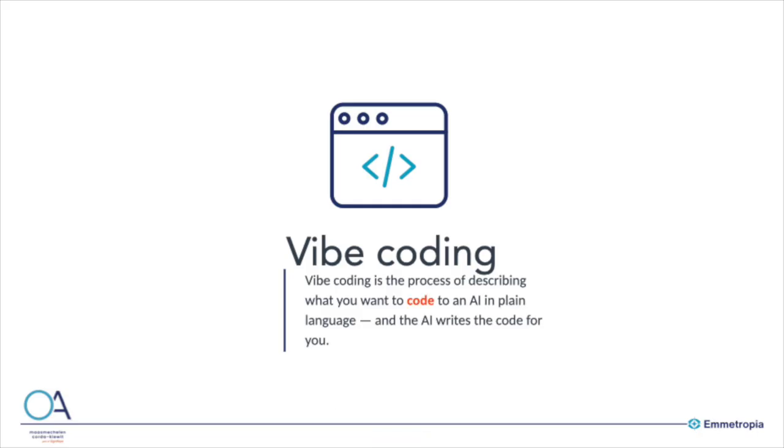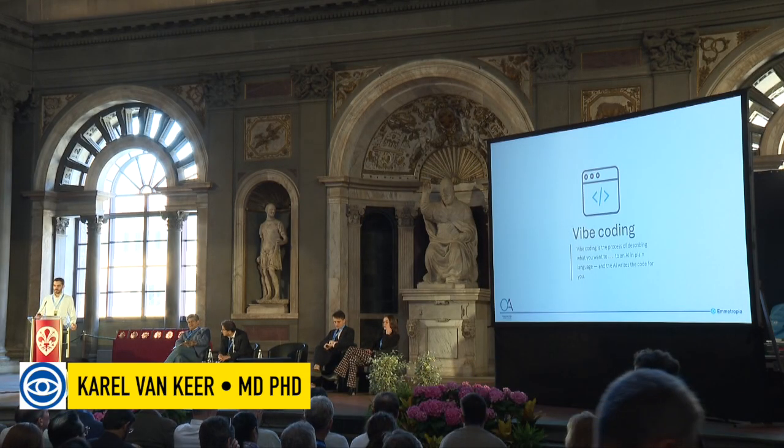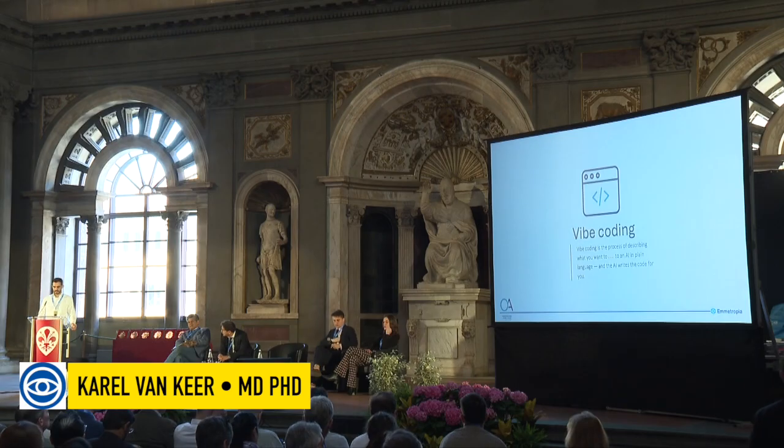Now, vibe coding would imply only code, but it's much broader. It's the process of describing anything you want to build, to analyze, whatever, to an AI in plain language, and then the AI does it for you. And that's the switch between just asking a question to AI versus agentic AI. And I think 2026 will be the year of agentic AI, where you give a task to the AI and it completes it by itself.